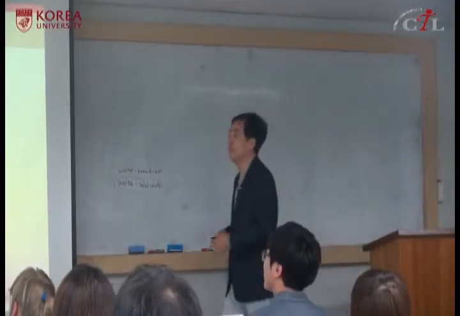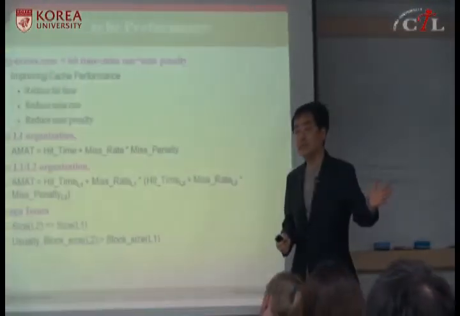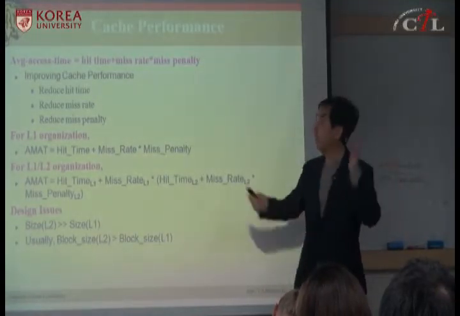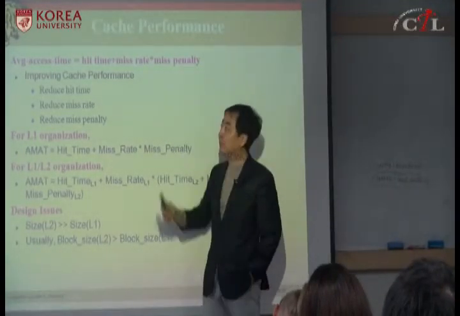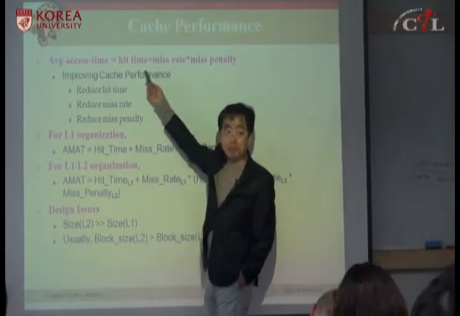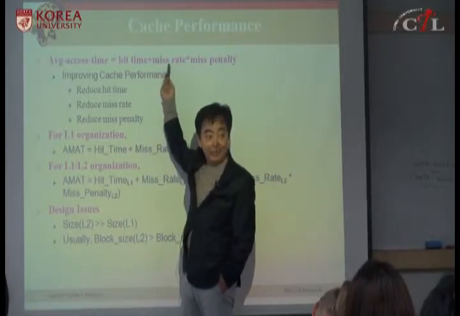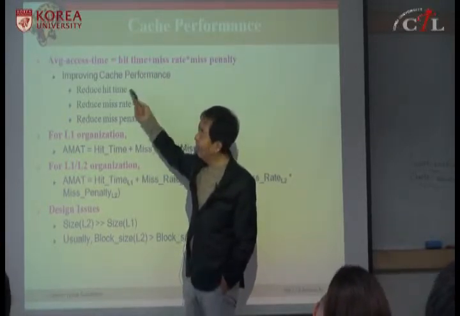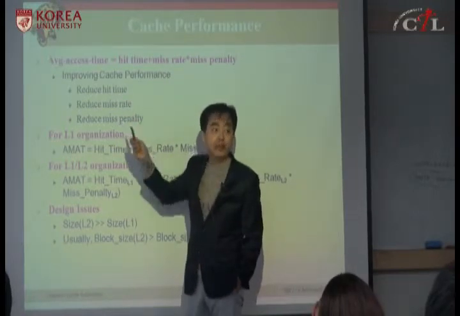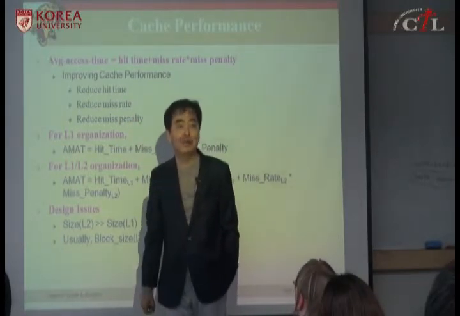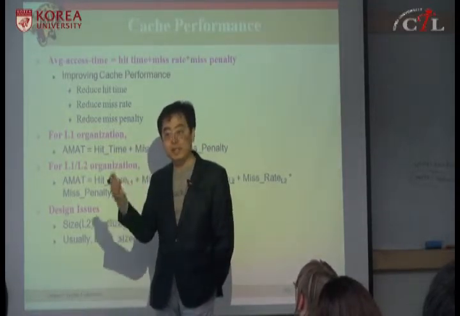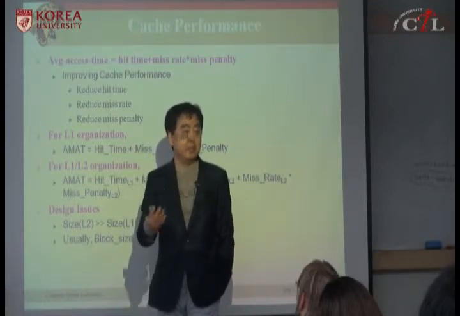So average memory access time is hit time. You have to look up the cache, no matter hit or miss. And then if you miss, you should pay the penalty. To improve cache performance, you should reduce the hit time, miss rate, and miss penalty. And there are a bunch of techniques to reduce this average memory access time, which I will not discuss in this class. Maybe only in the graduate class. But there are many structures you can use to improve this cache performance.